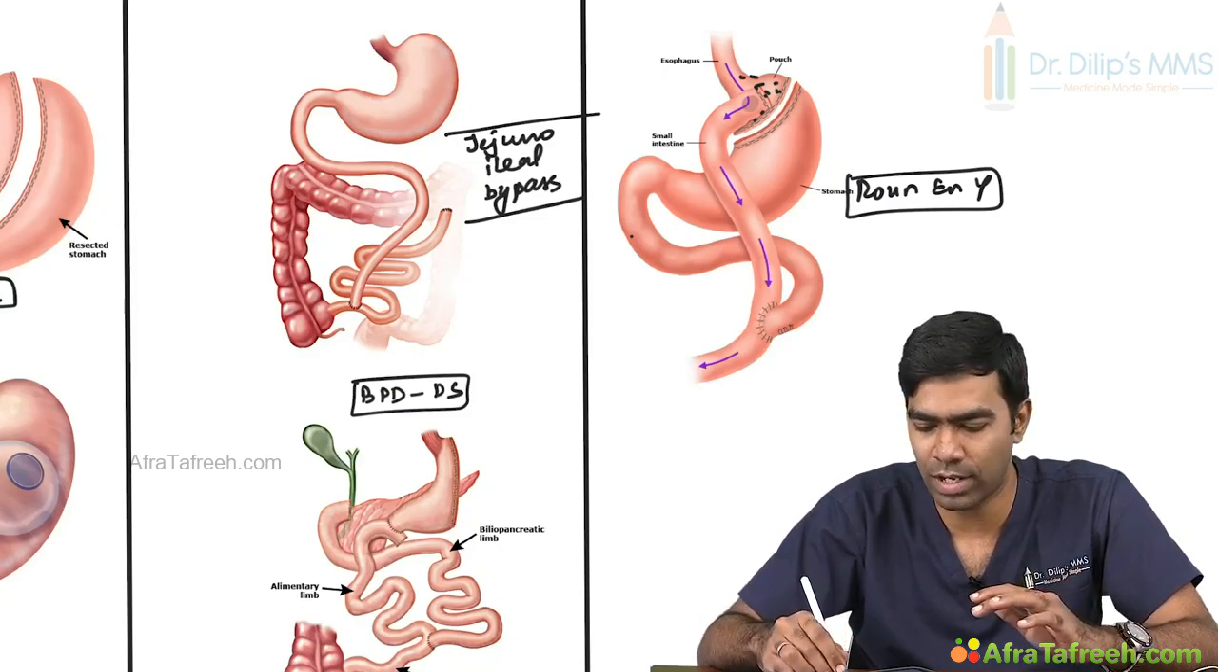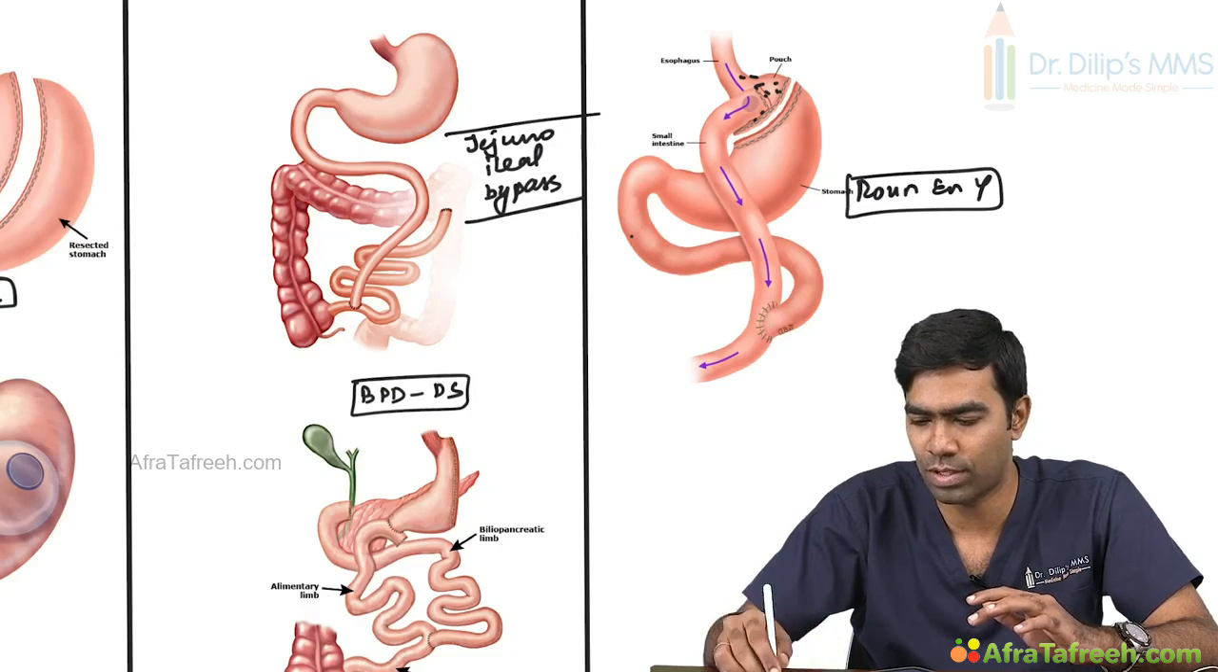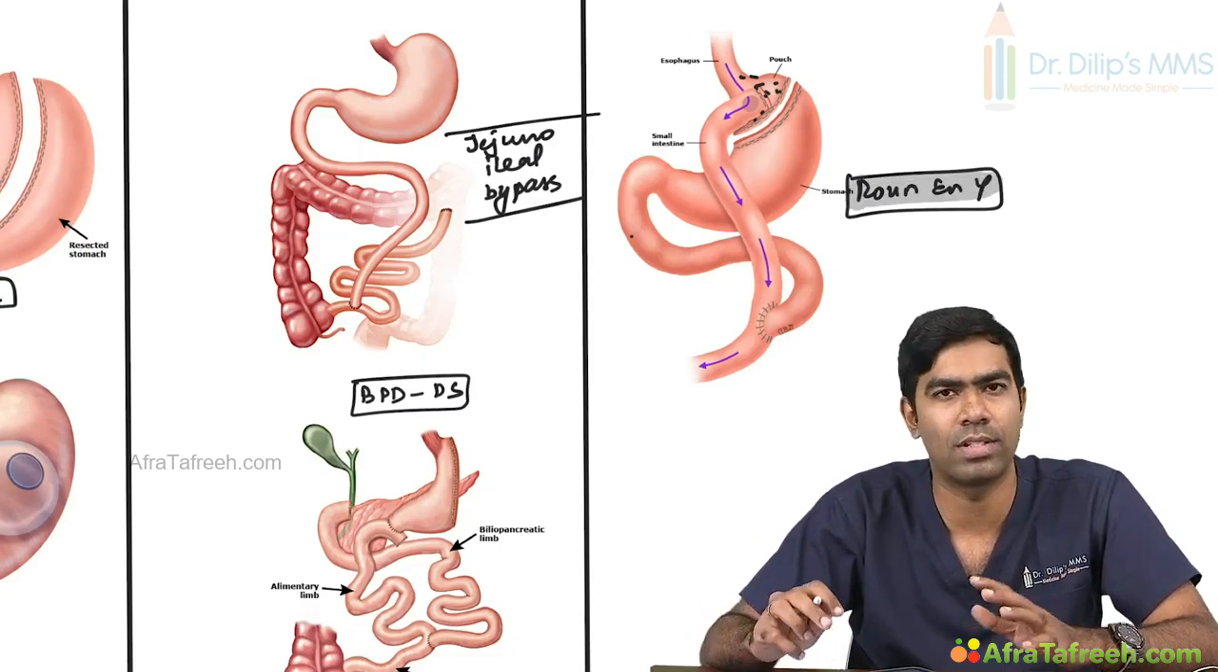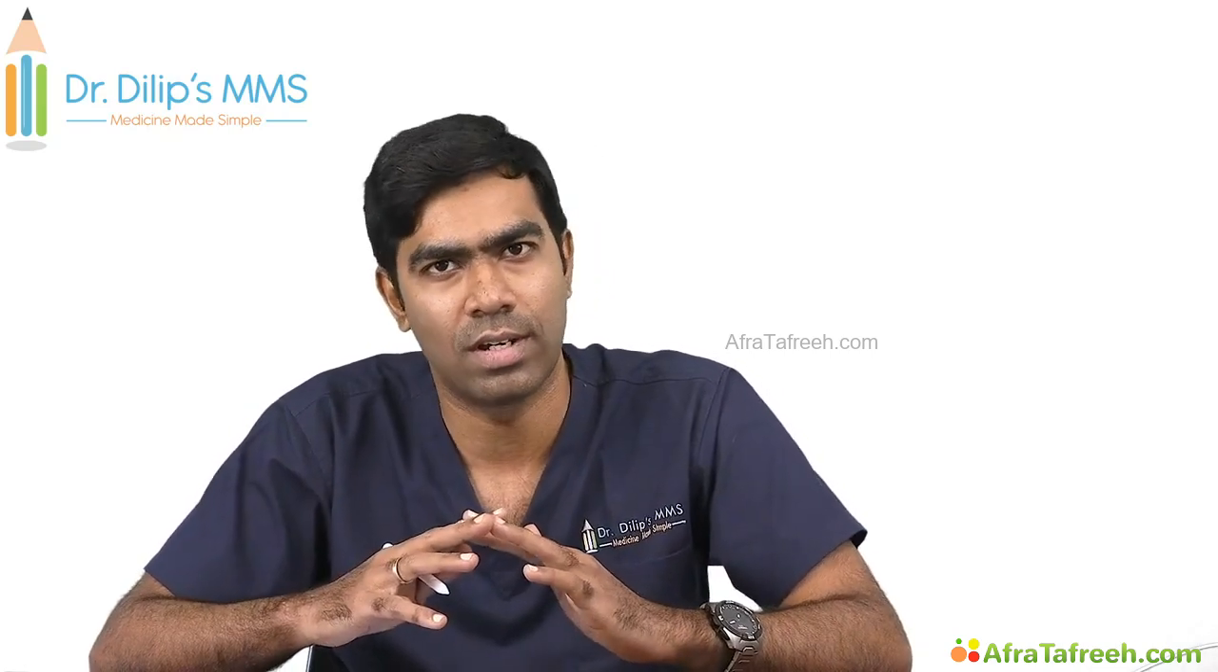Which means you are isolating this part of the stomach along with the duodenum, along with some portion of the jejunum as well. So this is what we refer to as a Roux-en-Y anastomosis. This is a combined restrictive as well as malabsorptive procedure. The more details we will be studying in surgery, but at least the figures and the nomenclature you have to know: which is restrictive, which is malabsorptive, which is a combination of restrictive and malabsorptive surgery.